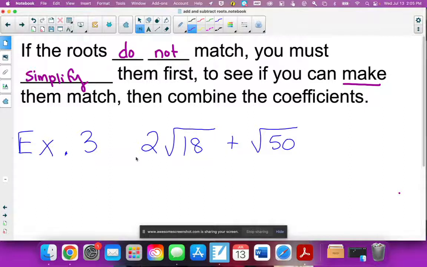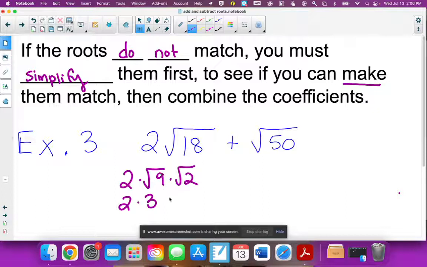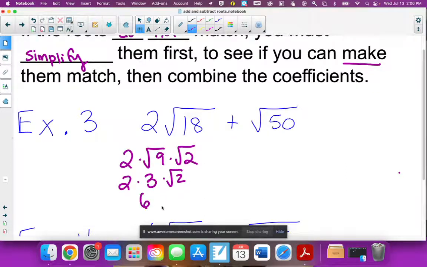So first, let's work on 2 times the square root of 18. Same rule as before. The biggest perfect square that will divide evenly into 18 is 9. Square root of 18 should come down to the square root of 9 times the square root of 2 with the 2 extra coefficient in front. Okay, so simplify it. That's 2 times square root of 9, which is 3, times root 2. So that is 6 times the square root of 2. All right, so then we're going to add.